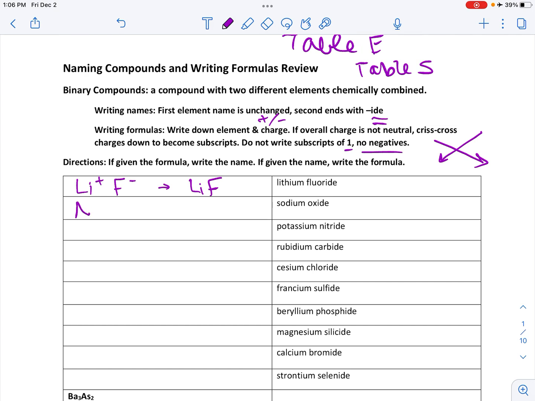Sodium oxide. Sodium is Na+1. Oxygen is O-2. So that does not equal 0, so we're going to have to crisscross: Na2. So this comes down here, but we don't include negatives. And then the O will not have a 1 written there. We just write the O. It's implied. Potassium nitride. Potassium nitride means nitrogen, that's N-3. So we crisscross because it's not neutral: K3N.